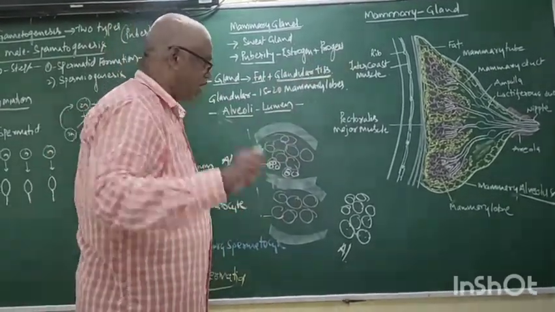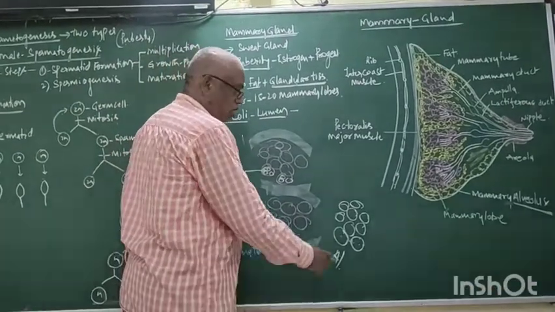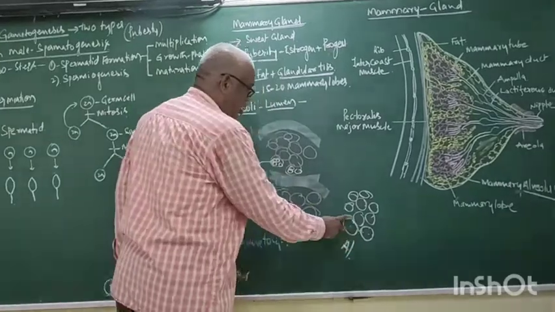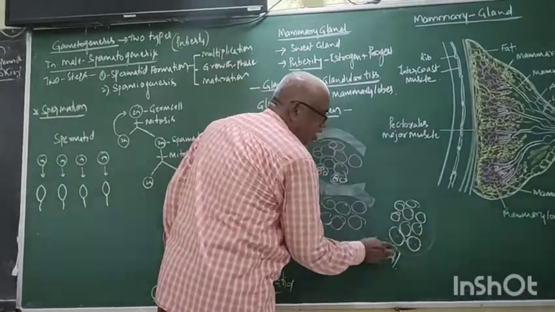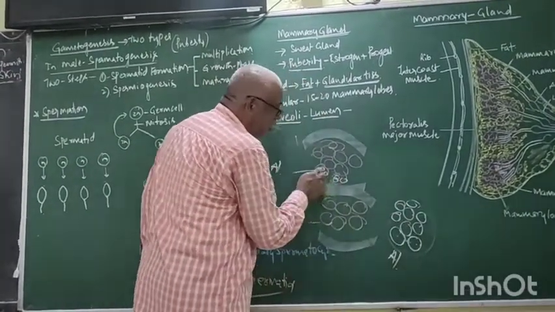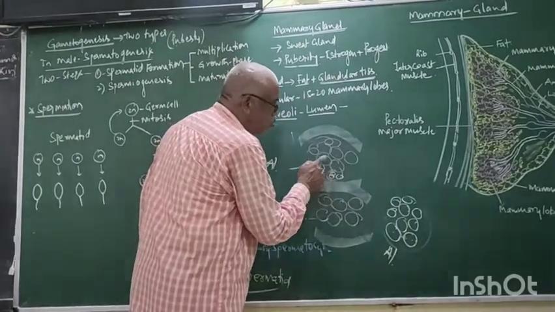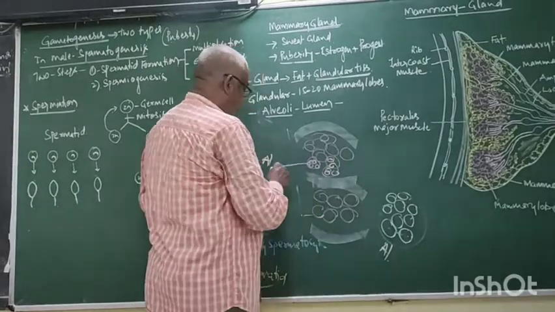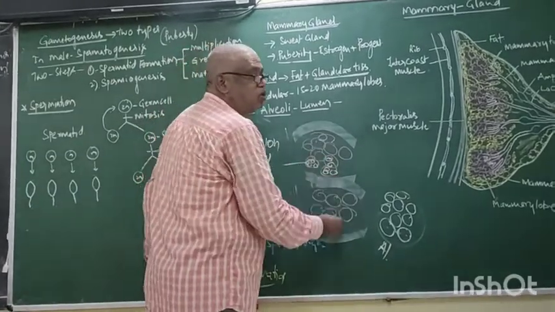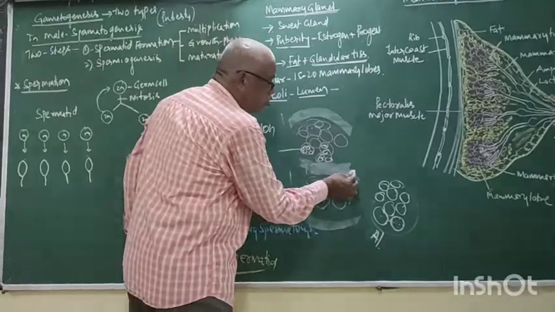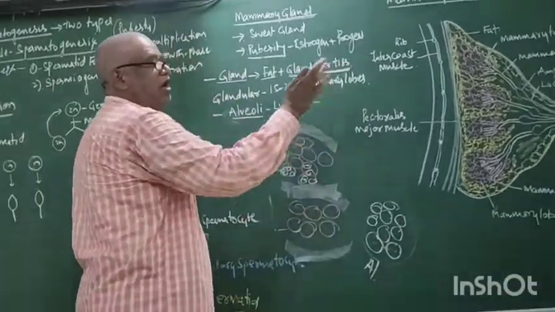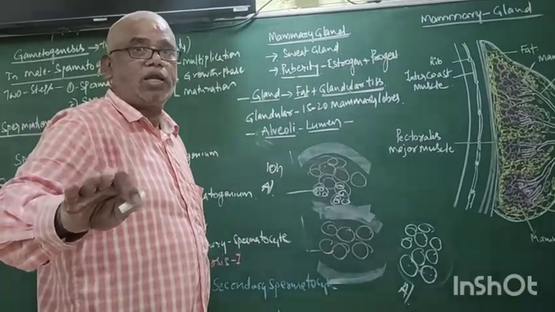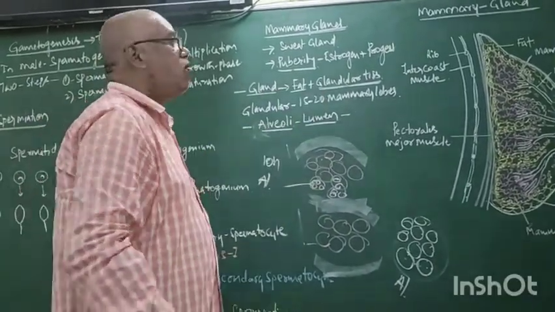Organization of the gland. Now it is a cell. Many cells together form a cluster. Now this is one cluster. Many clusters together form a lobe. Many lobes with fat tissue form the gland. This is the gradual organization of the mammary gland.